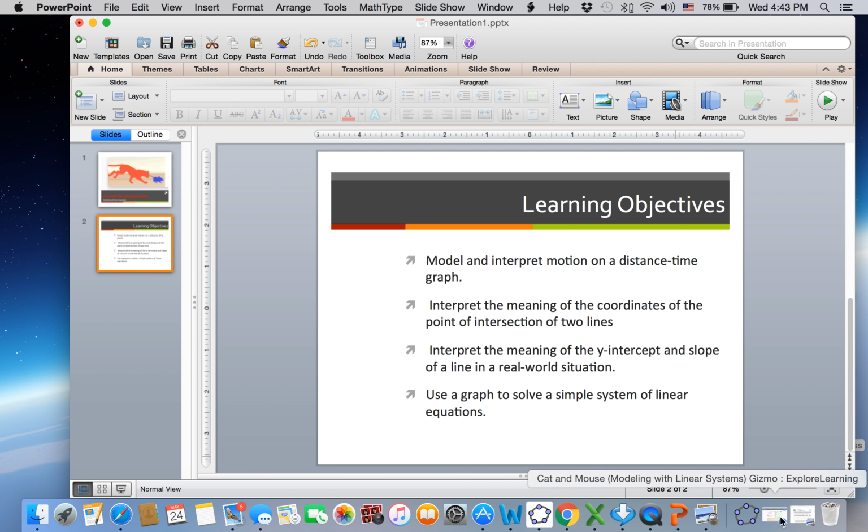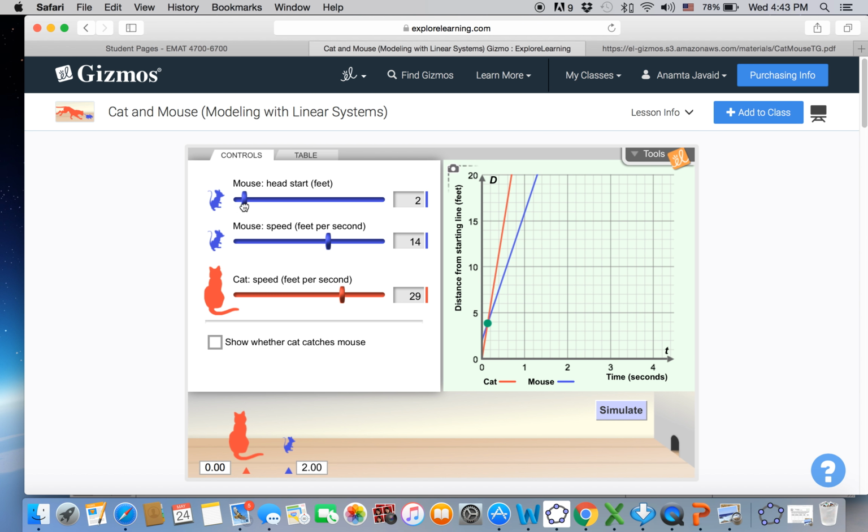This is my gizmo. So here we have the real world situation. The real world situation here is a mouse that's running away from a cat, and the cat wants to chase it and catch it. So we have some sliders here. We have a slider to adjust the initial position of the mouse. This slider adjusts the initial distance between the cat and the mouse.